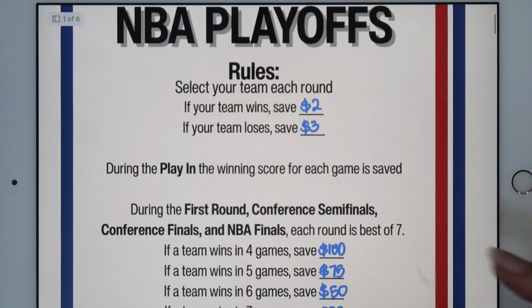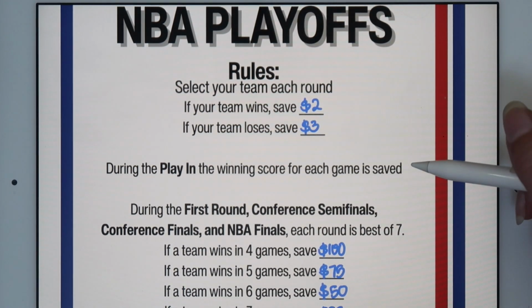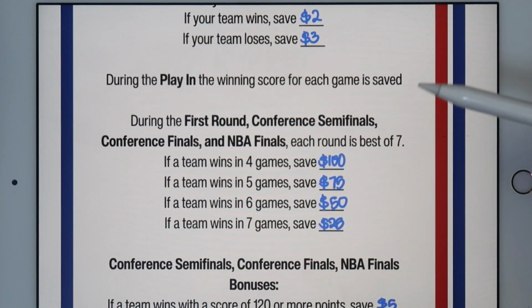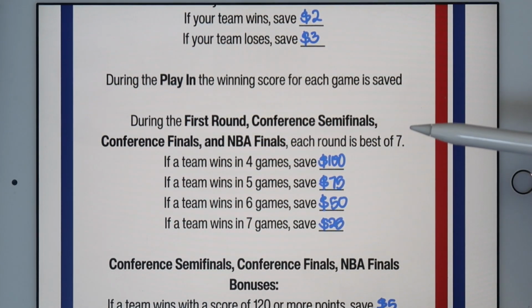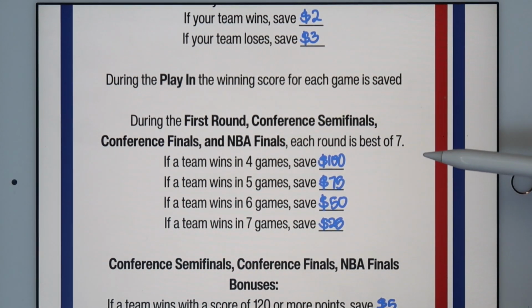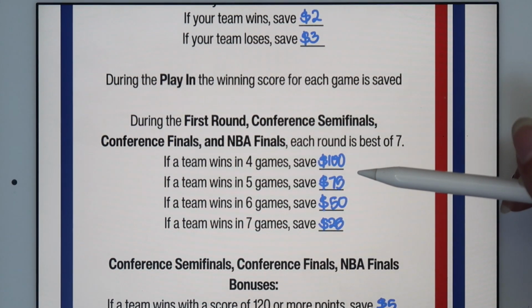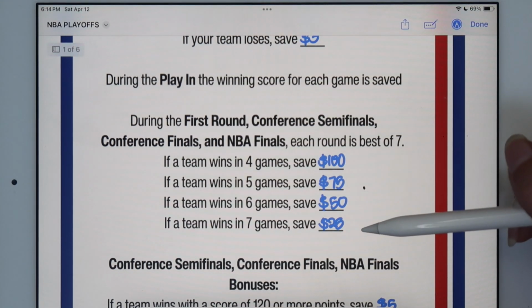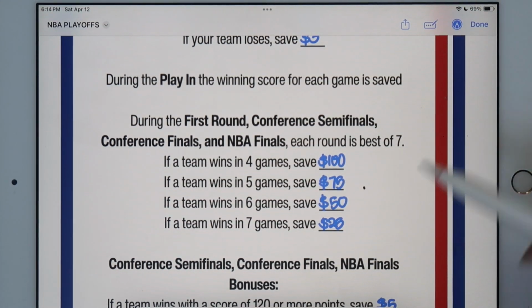And then this one is for the play-in. So during the play-in, the winning score for each game is saved. And then we have our first round, conference semifinals, conference finals, and NBA finals. During those rounds, each round is a best of 7. So if a team wins in 4 games, I'm going to be saving $100. If a team wins in 5 games, I'll save $75. 6 games, $50, and 7 games, $25.